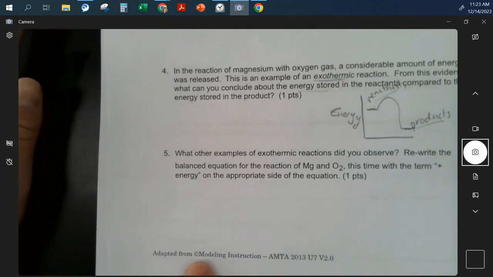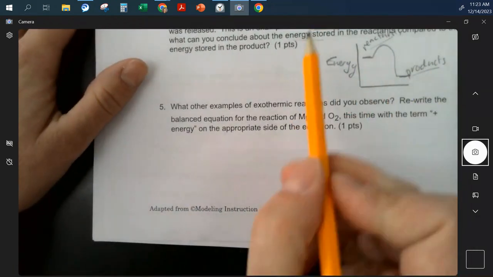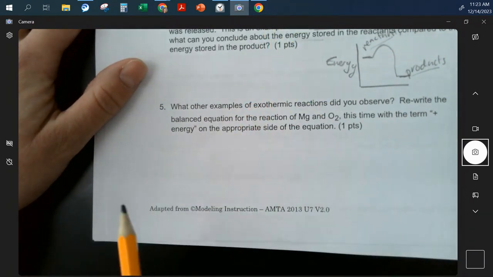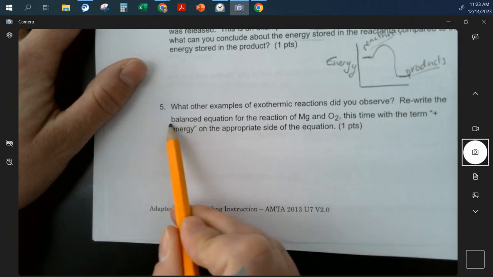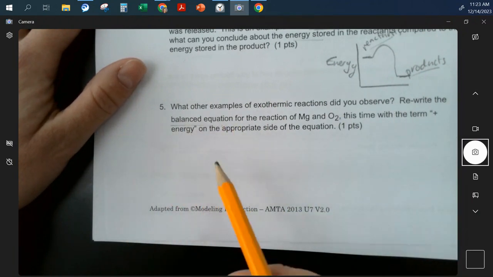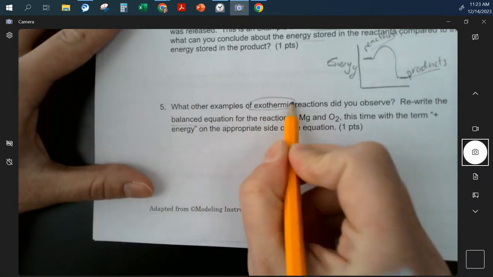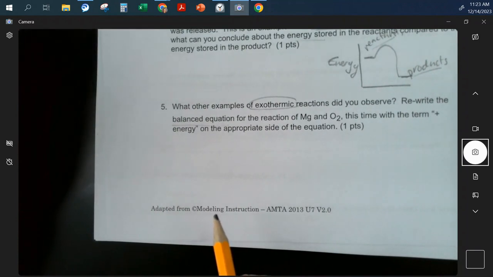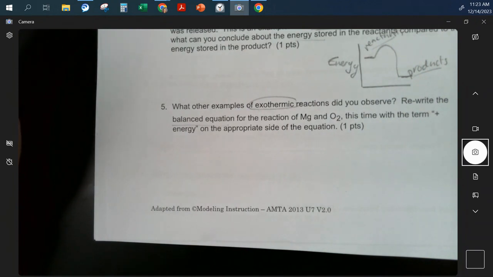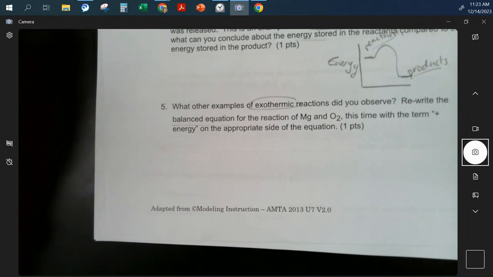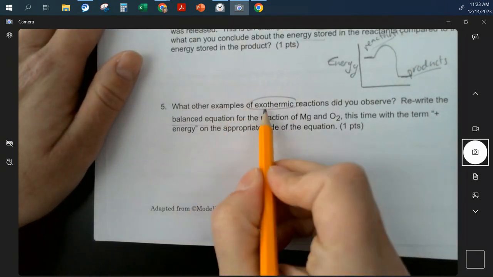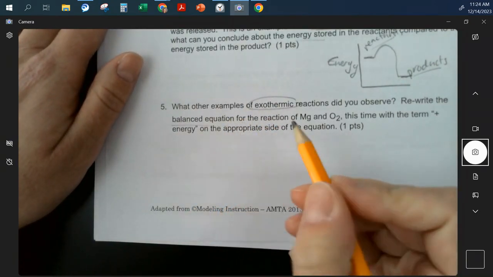Okay, then number 5 talks about other examples of exothermic reactions. So it gave you, which one did it say? It said the magnesium and oxygen. And then you're going to rewrite the balance equation. So first balance it, then you can write it here. How do you know if it's exothermic? Okay, if we're looking at the heat of reaction, we look at the negative sign. Good. In the lab, so you just told me before, energy is released in an exothermic reaction. What can we look at, or how do we know? It feels warm. Good. So if it feels warm, if it warms up, that's exothermic.